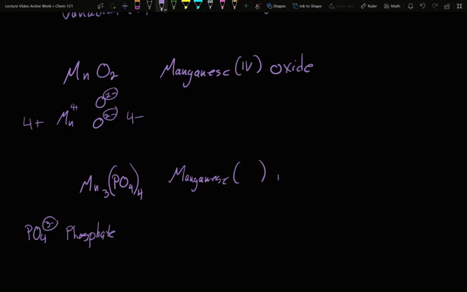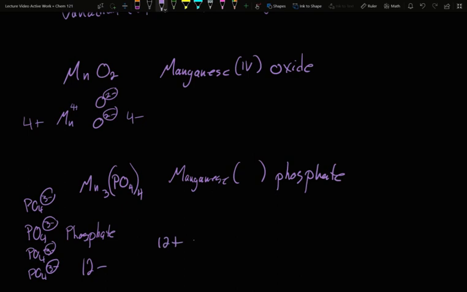So I have phosphates. Well, if I have 4 of them, PO4, 3 minus, then my total negatives is 12 negatives, which means I need 12 positives. So if I have 12 positives and I have 3 manganese to put them on, I spread those positives out over all of my manganese. So 12 divided by 3, that's 4 pluses each. So manganese here is a manganese 4 again.